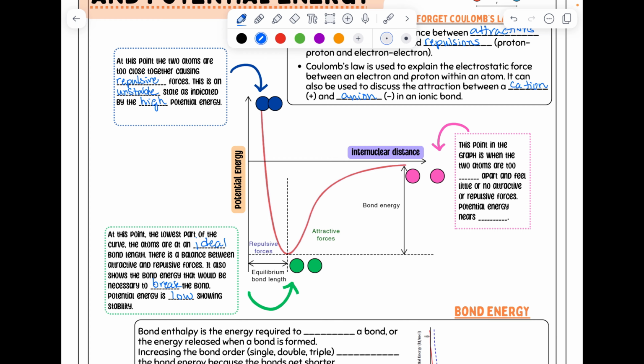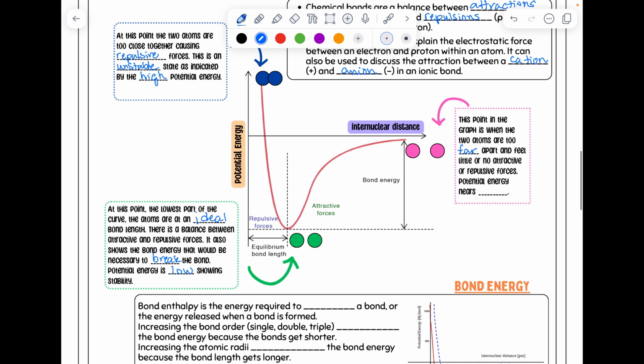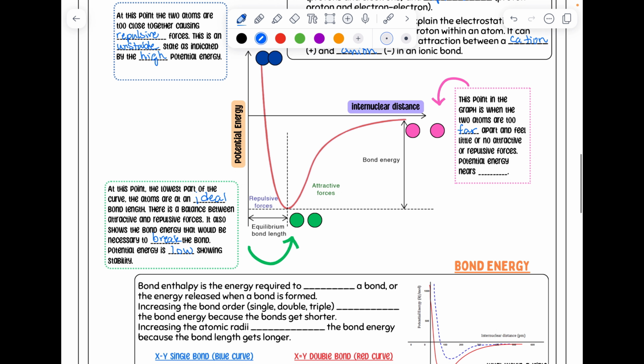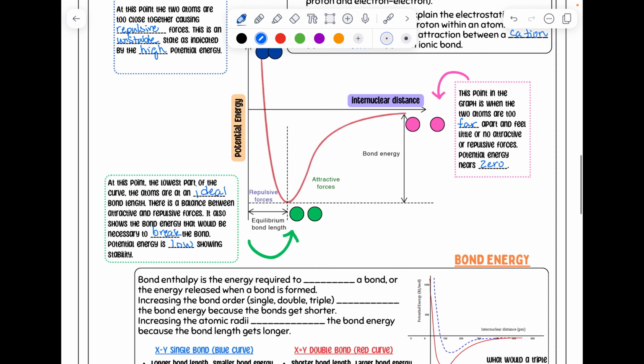And finally here, we have the two atoms at this point of our graph. And notice the distance is really far apart. And again, we're talking about Coulomb's law here. If the distance is too far apart, the atoms are too far apart, and they don't feel much attractive force. They feel little or no attractive or repulsive forces. So the potential energy is going to be near zero. There's no energy there. There's no force combining these two atoms together. They're just too far apart.